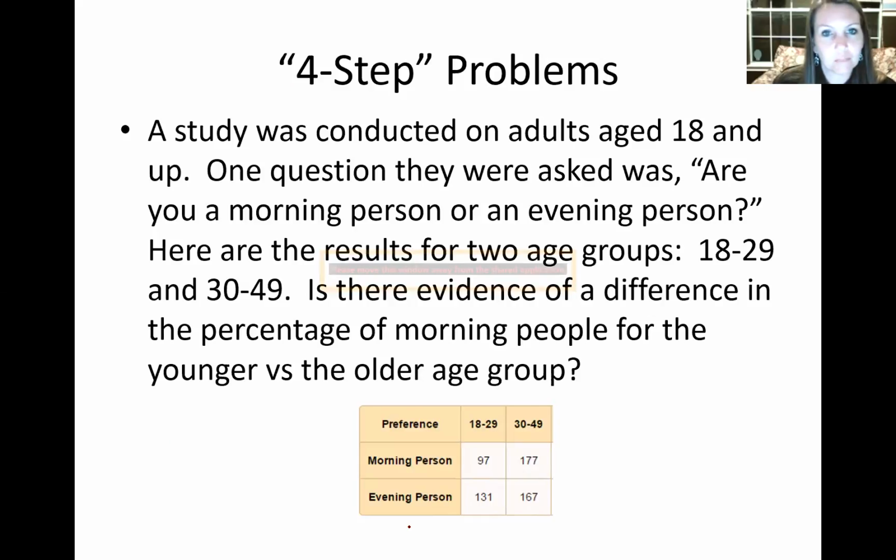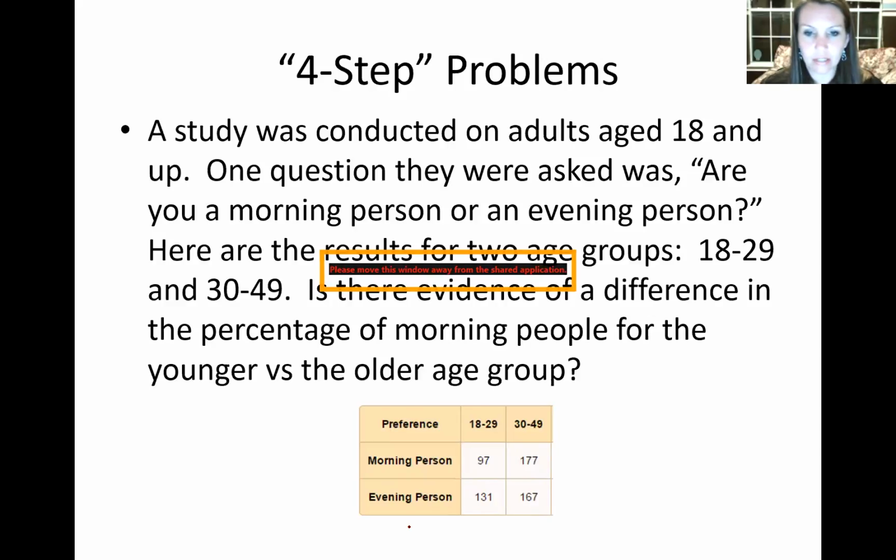So this first one here, a study was conducted on adults age 18 and up. One question they were asked was, are you a morning person or an evening person? Here's the results for 2 age groups, 18 to 29 and 30 to 49. Is there evidence of a difference in the percentage of morning people for the younger versus the older age group?